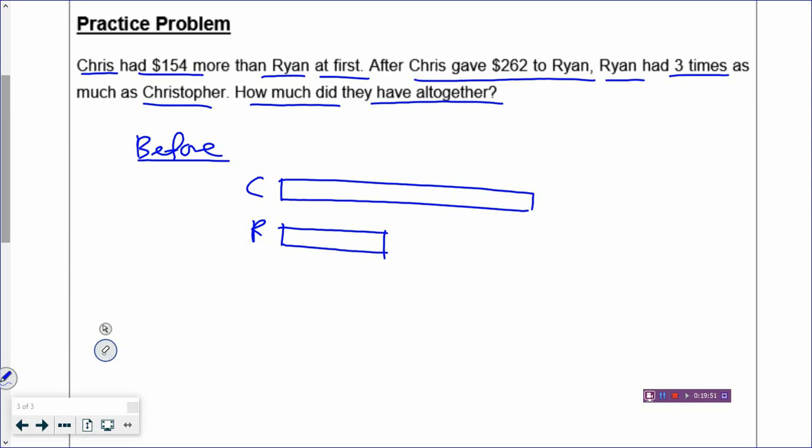Okay, now, so your $154 more is over here. So we don't put it inside the box, all right? We don't put it into the model, we don't put it into the rectangle because we may need to cut it later, right? Now, after Chris gave 262 to Ryan, so there's a transfer. So you cut a little box here.